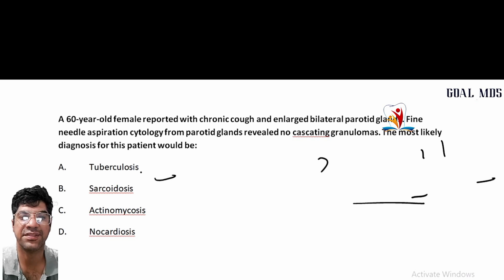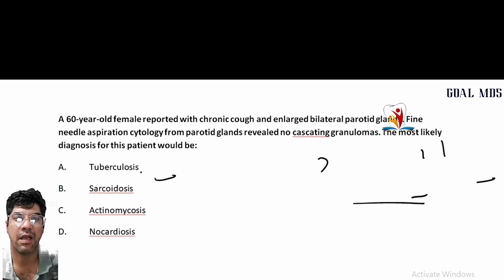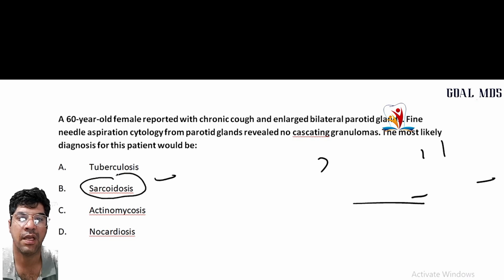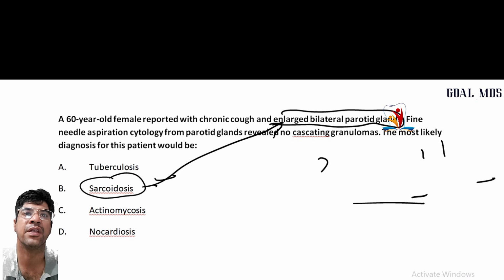Moving to the next question: a 60-year-old male reported with chronic cough and enlarged bilateral parotid glands. FNAC from the parotid glands reveals no granuloma. So your answer would be sarcoidosis. Sarcoidosis is an inflammatory disorder that can affect various organs like the lungs, salivary glands, and parotid glands. Enlarged bilateral parotid glands are a feature of sarcoidosis.